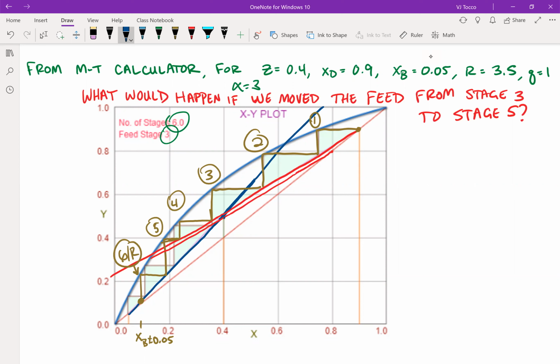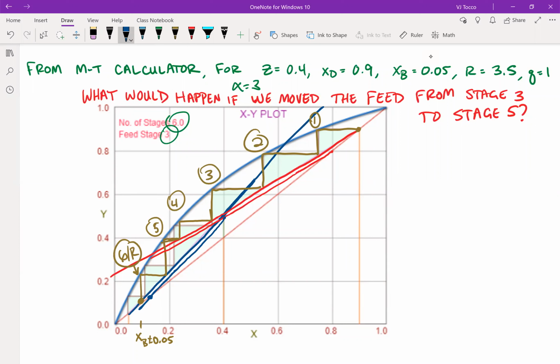So I would draw another stripping section operating line with the same slope. I'd have to measure the slope from before. The slope after is the same, it just is intersecting at a different point. So therefore, my new XB would be somewhere around there, and I'd have to guess and check. So what I'm doing here is I'm guessing a new XD, drawing my new operating lines.